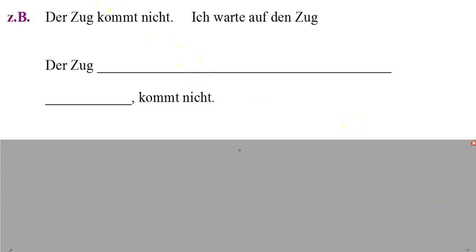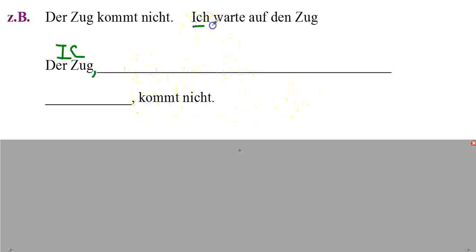So let's go ahead and try this. We have two sentences that we want to combine utilizing a relative pronoun. We have: the train isn't coming. I'm waiting for the train. All right. So here we have our first, oops, I need a comma. Here we have the independent clause, right? The independent clause is the one that's going to stand by itself. So we have the train isn't coming. What we want to say is the train on which I am waiting isn't coming.